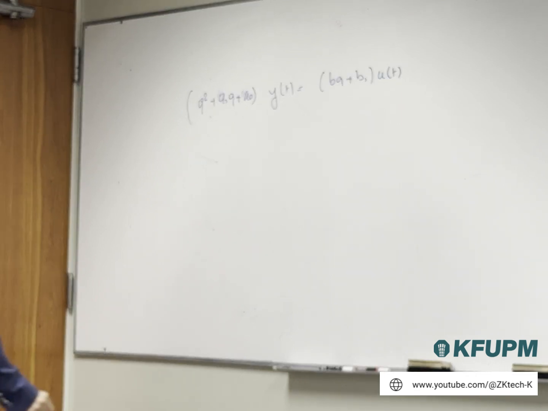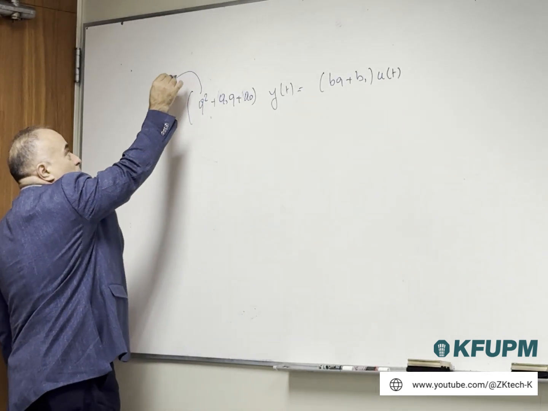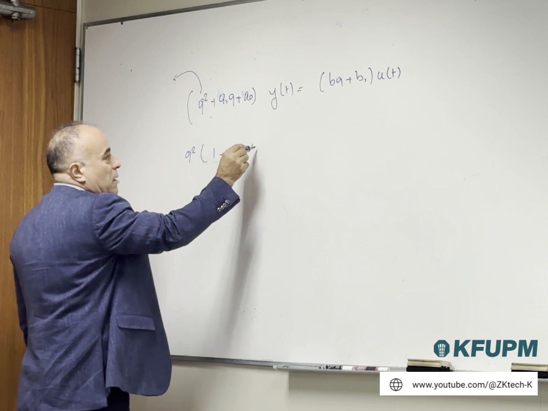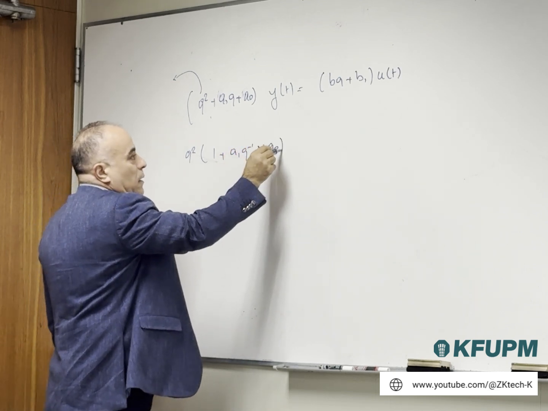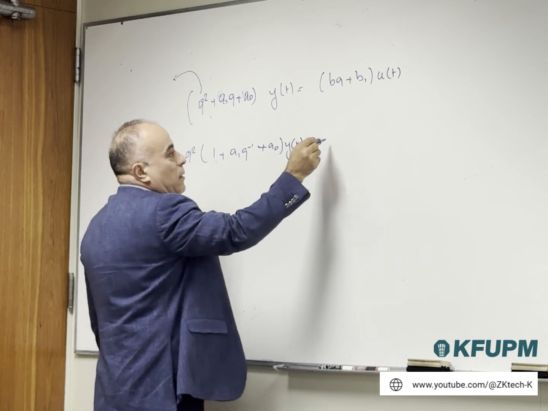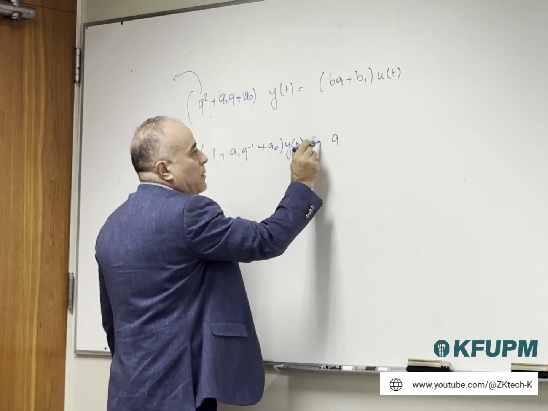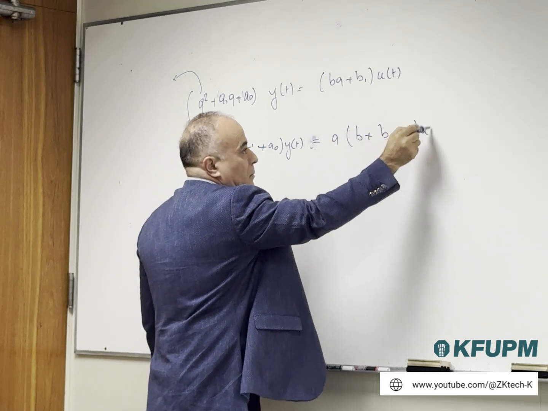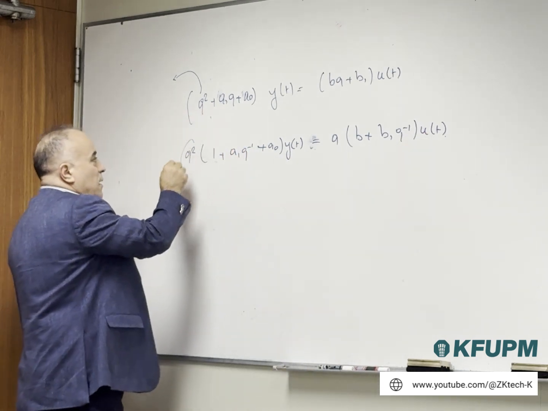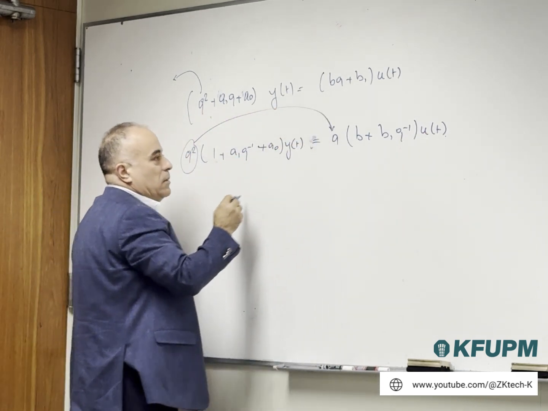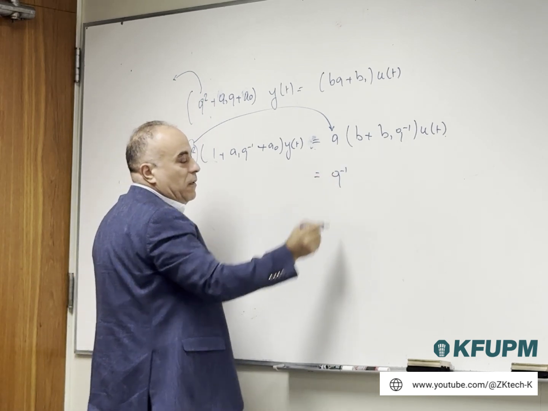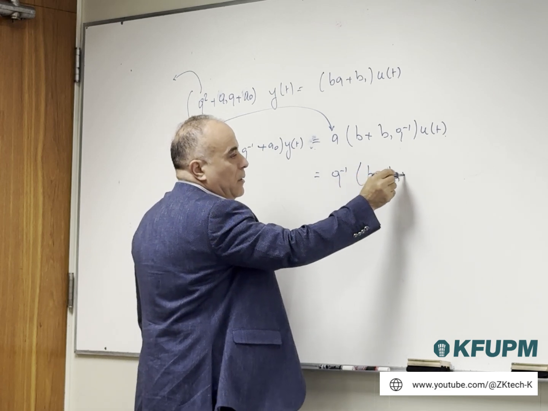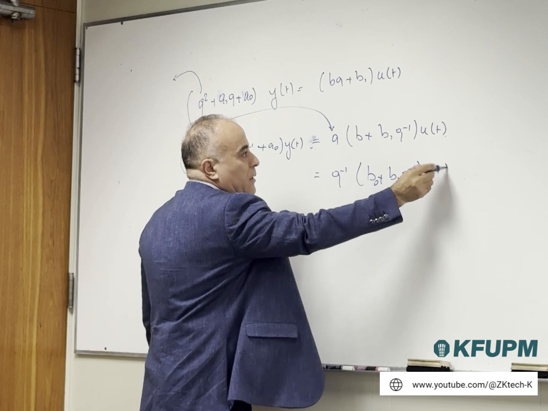The way to manipulate it is to take q squared as a factor, so q squared multiplied by 1 plus a1 q minus 1 plus a0 q minus 2 times y of t. And then we take a q as a factor here, equal to q multiplied by b0 plus b1 multiplied by q minus 1 multiplied by u of t. And then I take this q squared and bring it here. So this gives me q inverse multiplied by b0 plus b1 q minus 1 multiplied by u of t.